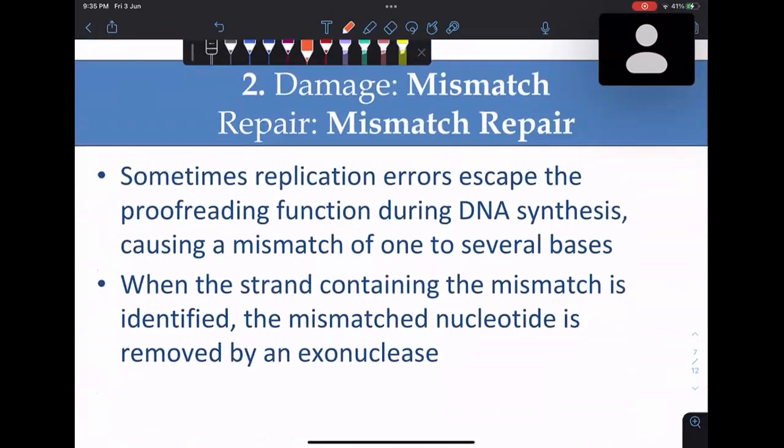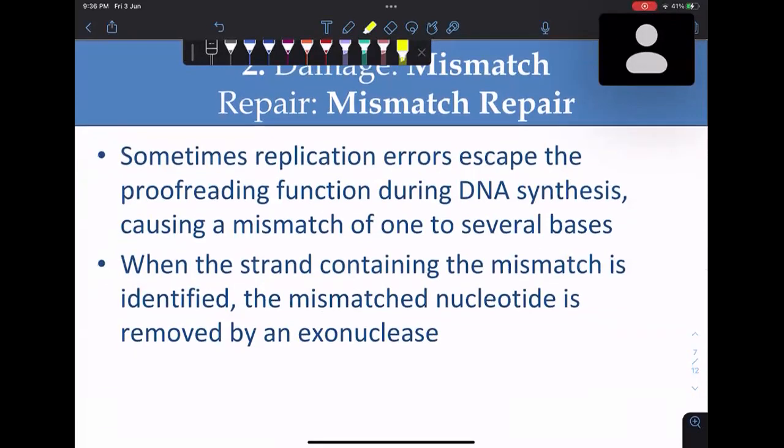Now, another thing that we're going to talk about, another defect, is mismatch repair. What happens if a nucleotide is matched to the wrong nucleotide, right? What happens if guanine is paired with, I don't know, adenine, right? So this is what we're going to talk about now. Sometimes replication errors tend to escape the checking mechanism, the proofreading mechanism, the checkpoints in the DNA synthesis, right? And this causes a mismatch of one or more bases.